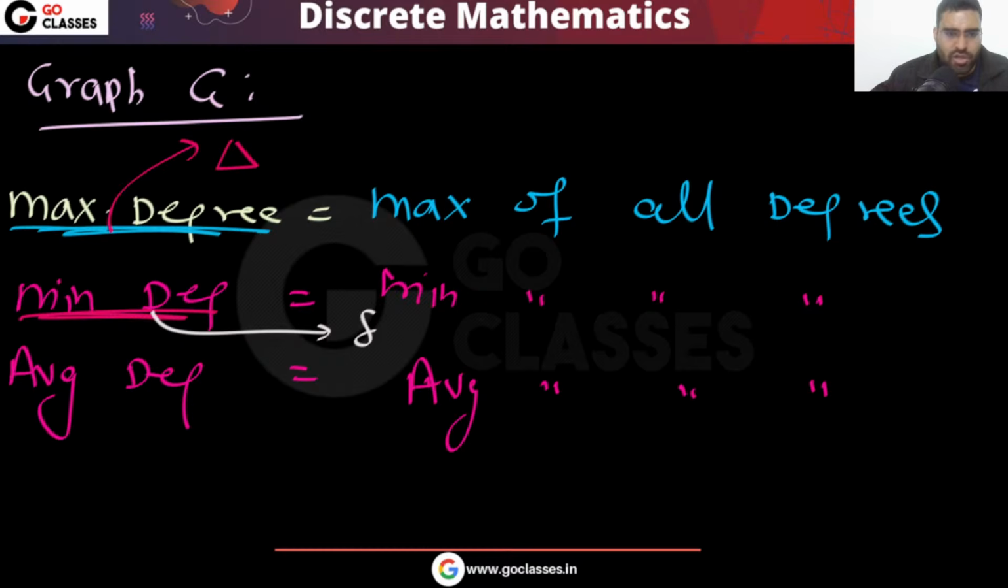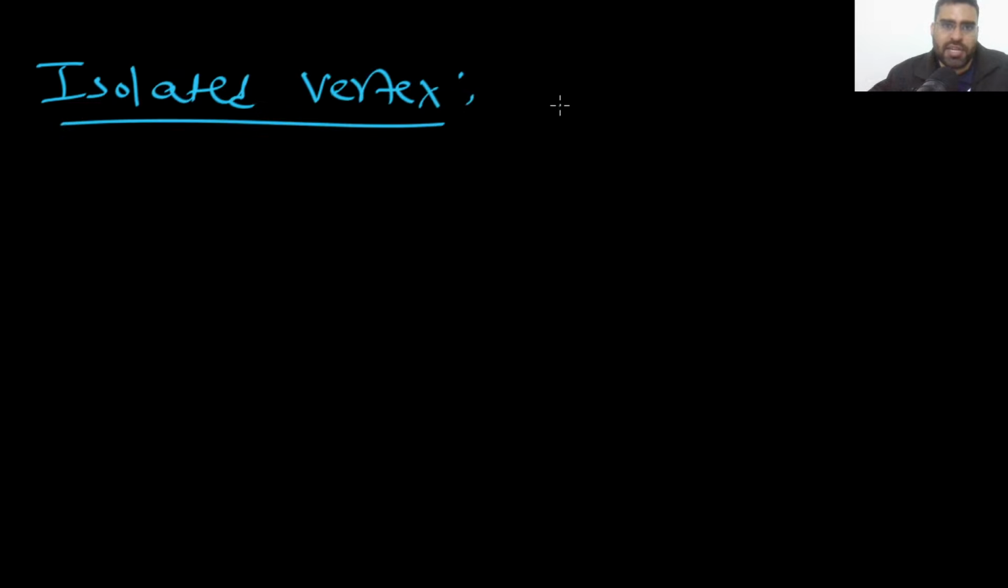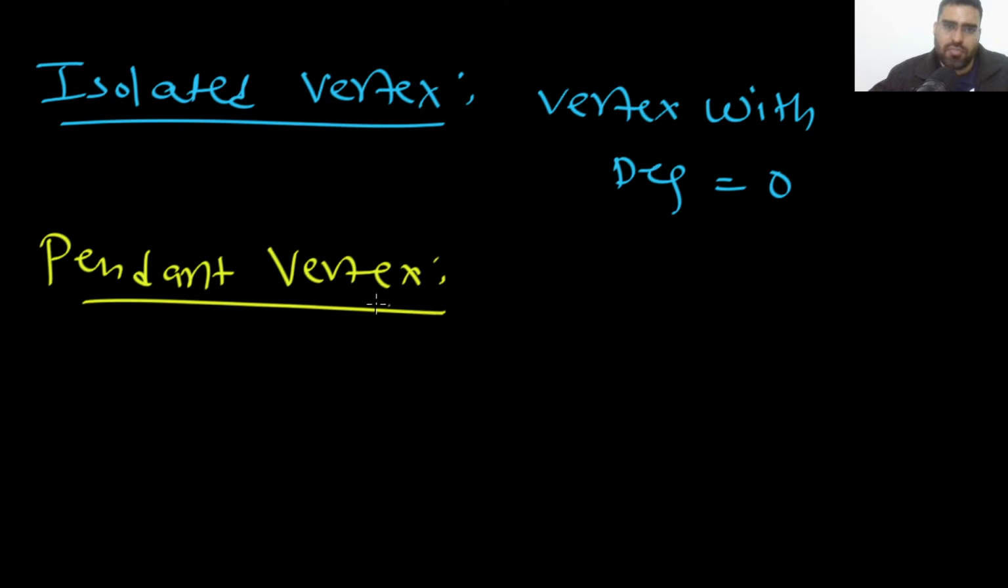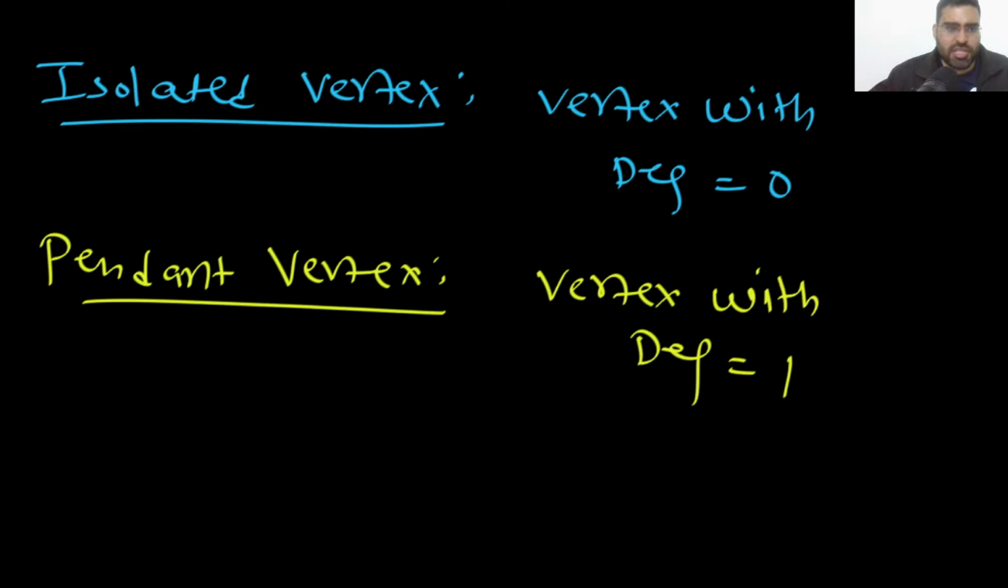Now let me tell you one more thing: a vertex with degree 0 is called an isolated vertex. This is the definition of an isolated vertex, a vertex with degree 0. And what is a pendant vertex? A pendant vertex is a vertex with degree 1, a vertex whose degree is 1.